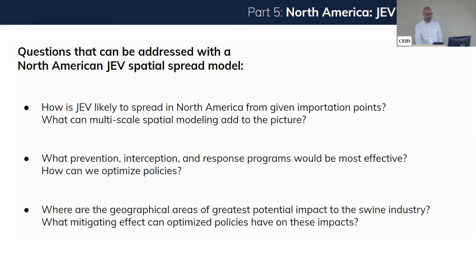What prevention, interception, and response programs would be most effective? Can we, in fact, optimize our policies for effectiveness? And then what are the geographical areas of greatest potential impact to the swine industry? What mitigating effects can optimized policies have on these impacts?